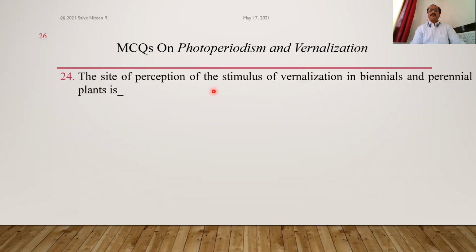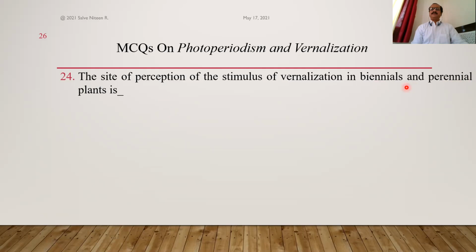The site of perception of stimulus of vernalization. In case of biennials, the plants which complete their life cycle in 2 years, in the first year, they remain vegetative. In the second year of their life cycle, they enter a reproductive phase. They start producing flowers, fruits, and seeds, and then they die. Such plants are called biennials. In perennial plants, they remain alive for many years.